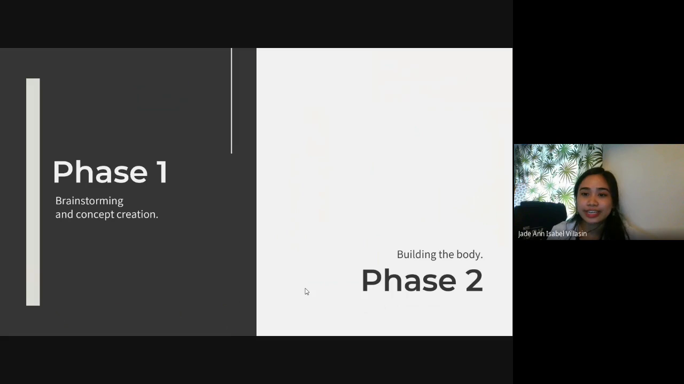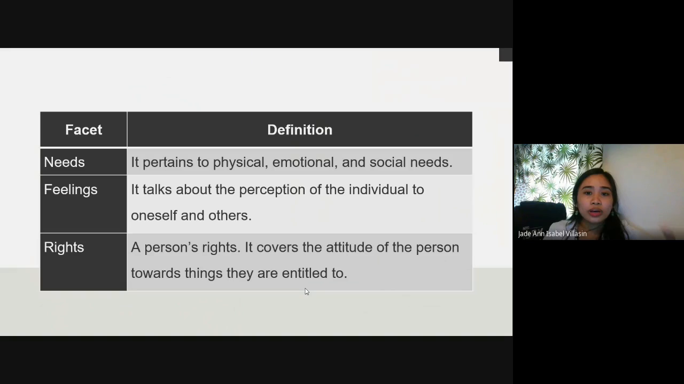After identifying the facets, we must generate a minimum of 100 indicators or items. Of course, this is not the final phase. This is just a draft of the potential content of the assessment tool. As you can see, these are the facets, needs, feelings, and rights, and these are the definitions to give a more structured understanding of what needs, feelings, and rights are in the context of the EU self-absorption scale test.